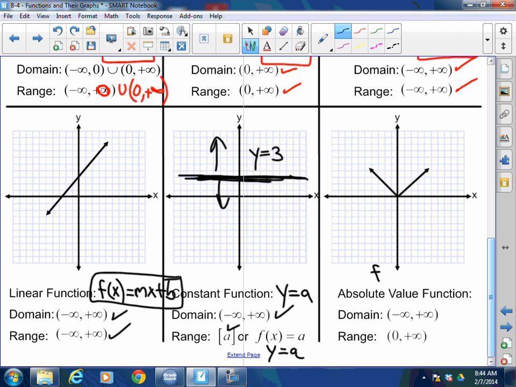Last but not least, absolute value function. Absolute value function is f of x equals absolute value of x. There are no restrictions here. So my domain, as you can see, it goes little by little to the right, little by little to the left. No restrictions. Domain is all real numbers. My range, though, I go from 0, and then I go up. Okay? So my range is 0 to positive infinity. Pretty easy, right? Yes, sir.